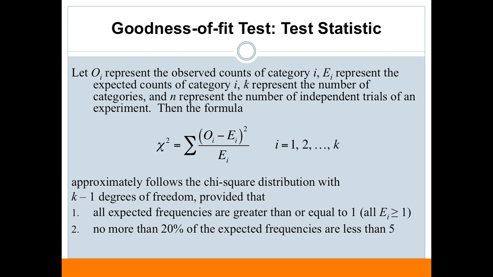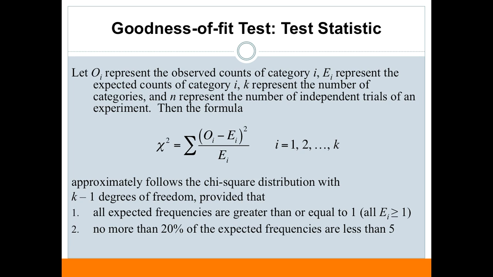So now let's take a look at the test statistic. We're going to come back to those expected counts in just a minute, but let's let O_i represent the observed counts of a category, and E_i represent the expected counts of a category. k is going to be the number of categories, and n represents the number of independent trials for the experiment. So in order to calculate the chi-squared test statistic, really what we're doing is we're taking our observed values, subtracting our expected values, squaring those, dividing by the expected, and then summing them all up for i equals 1, 2, 3, all the way to k.